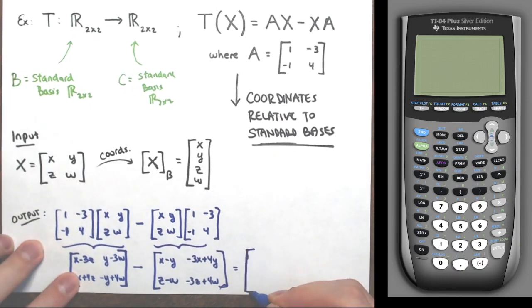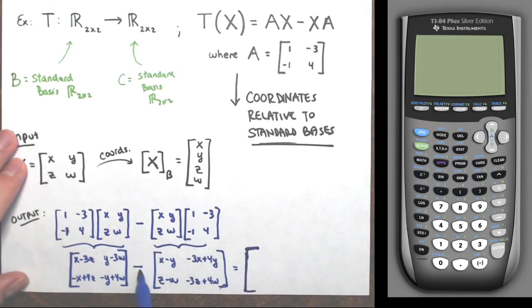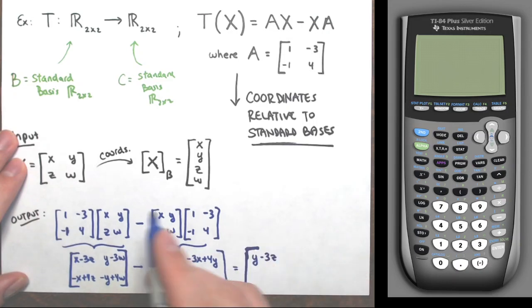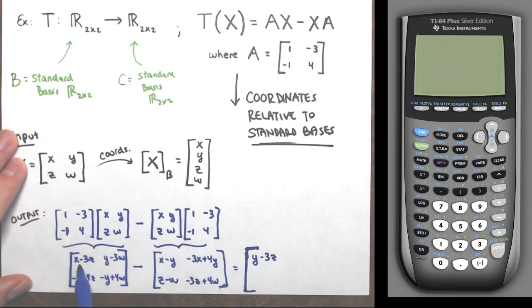I get this 2 by 2 matrix, this minus this. If I do that, the x's cancel, and I'd have positive y minus 3z, so y minus 3z. I'm just putting them in the same order of x, y, z, and w. That's the first row, first column entry. For the first row, second column entry, I subtract them. I would have positive 3x, and then a negative 4y plus a y, negative 3y. And then I have negative 3w, and there's no z's. So there's the first row, second column entry.